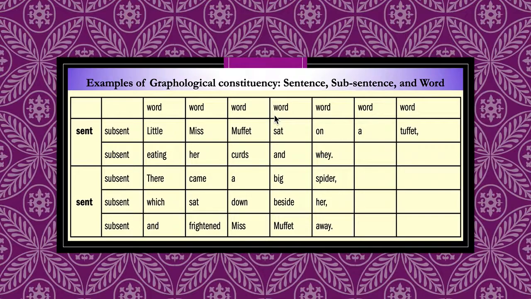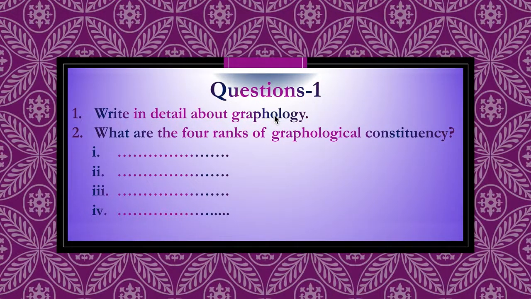Okay, so we move on to the next, questions 1. Look here, questions 1. Question number 1, write in detail about graphology. So we have 3 points about graphology. Write all those 3 points in detail. Question number 2, what are the 4 ranks of graphological constituency? 4 ranks. Write only the names. Number 1, sentence. Number 2, subsentence. Number 3, word. Number 4, letter. This is the answer. You can go back. Write only the names. Okay.